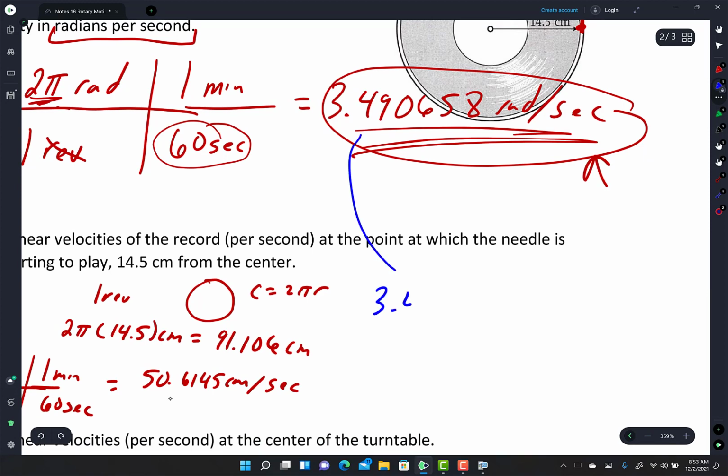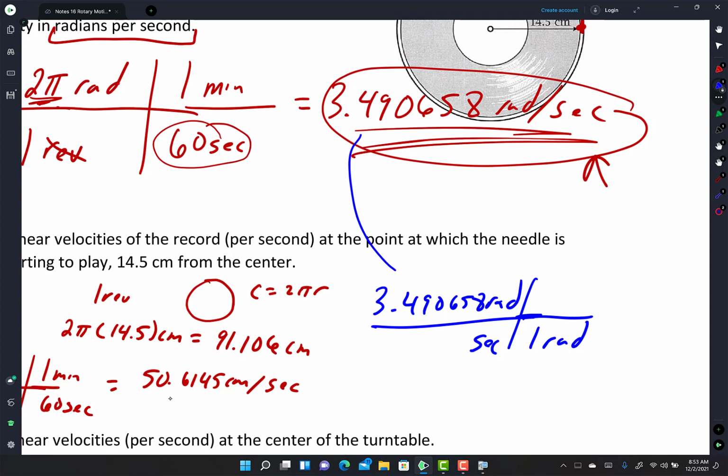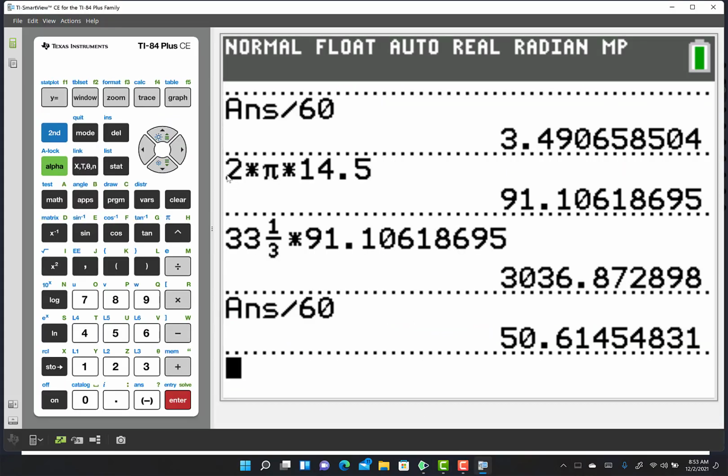You just go 3.490658 radians per second, and then you're going to say this. In 1 radian literally means radius. What is your radius of this deal? So I bet you if I take this 3.49 and I multiply by 14.5, it's going to give me that number. I bet you it is. If not, I'm fake. Let's see.